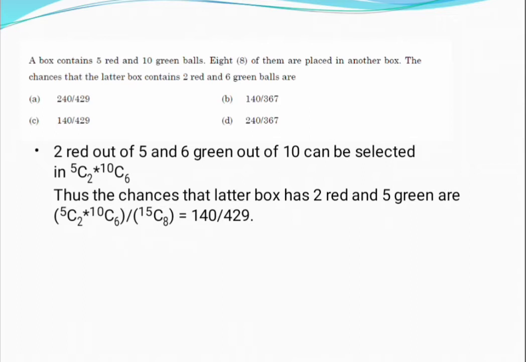Next question is: a box contains 5 red and 10 green balls. 8 of them are placed in another box. The chance that the latter box contains 2 red balls and 6 green balls is. एक बॉक्स में 5 रेड बॉल है और 10 ग्रीन बॉल्स है। 8 बॉल हमको निकालना है और दूसरी बॉक्स में डालना है। The chances that the latter box contains 2 red balls and 6 green balls.